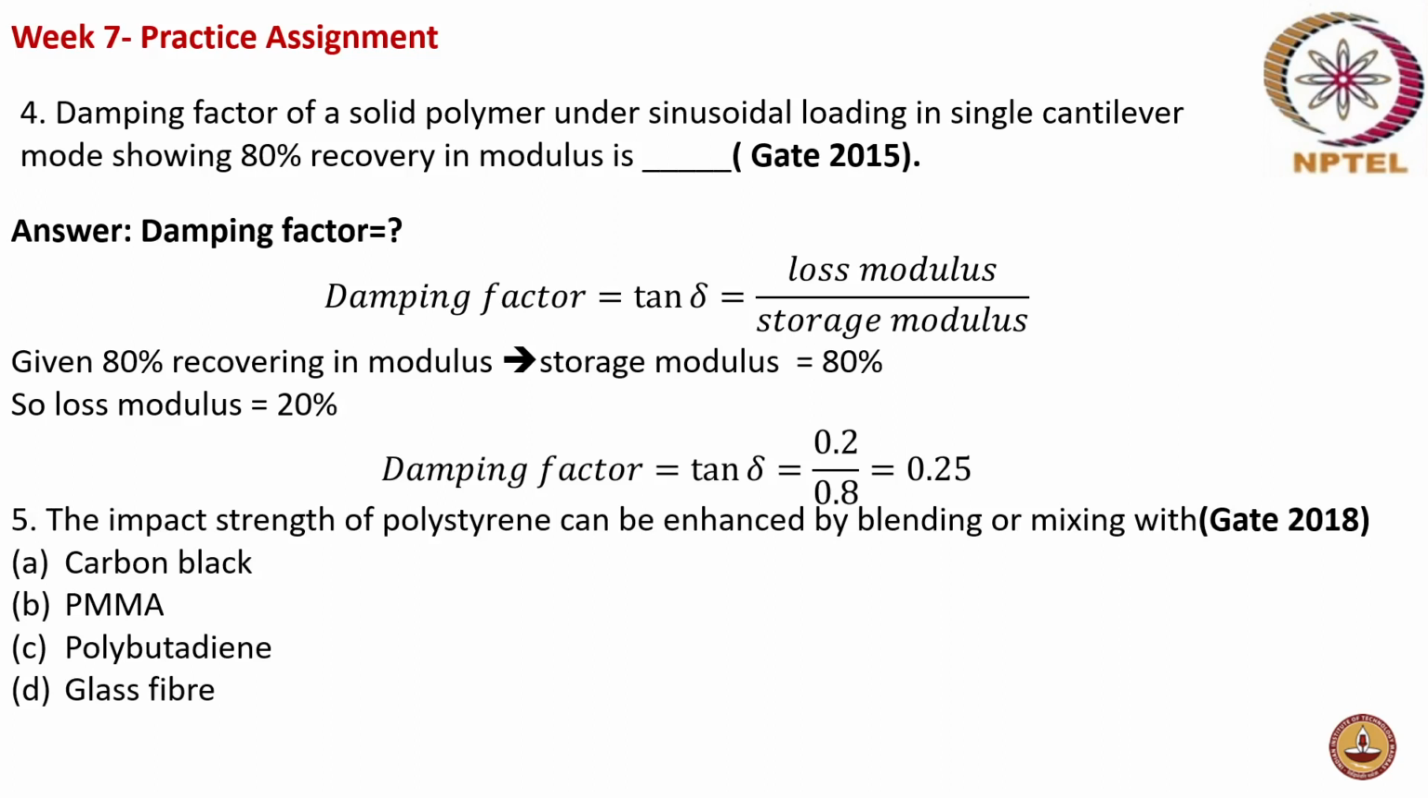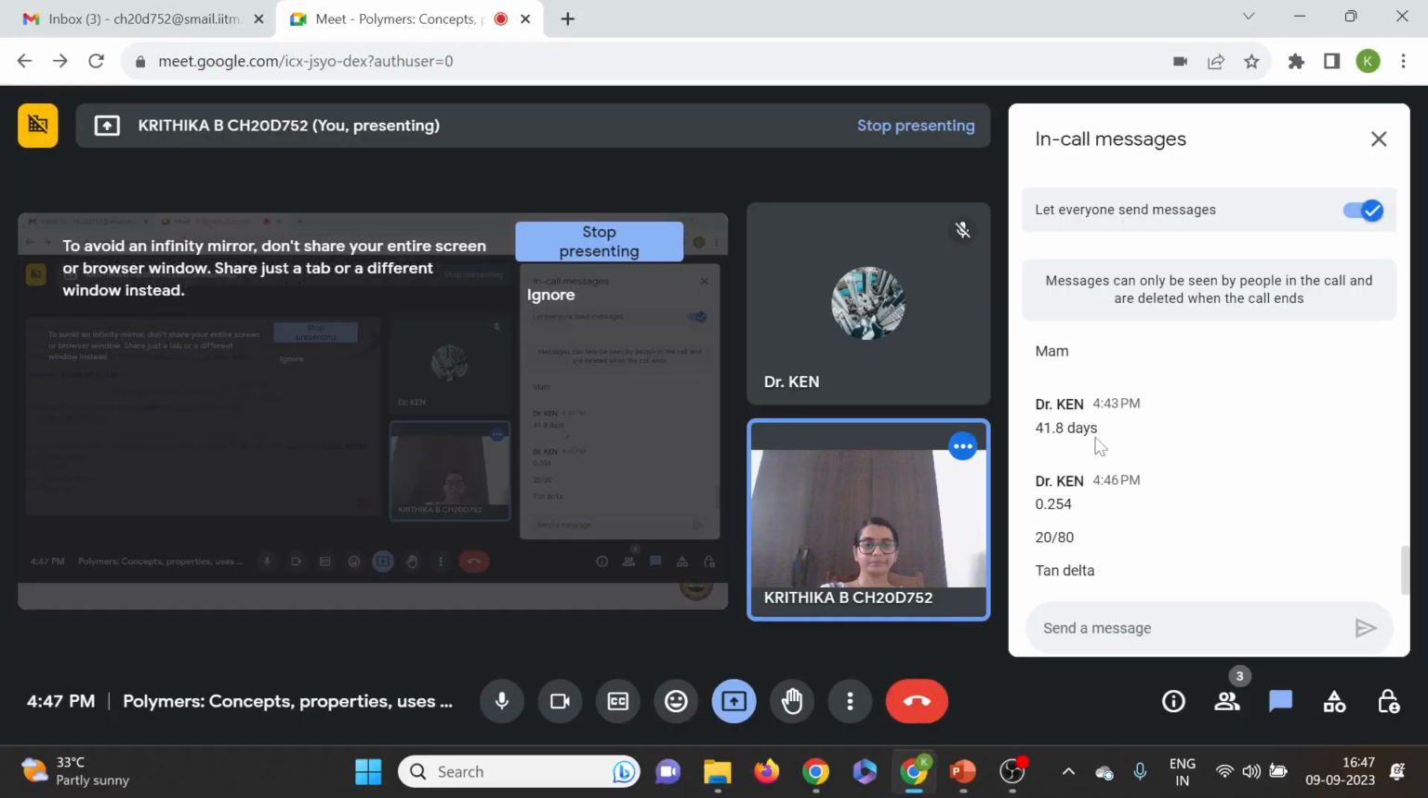Okay. Next. The next question is, the impact strength of polystyrene can be enhanced by blending or mixing with what material? Is it carbon black, PMMA, polybutadiene or glass fiber? When you mix which of these materials with polystyrene, there will be higher impact strength. Any idea?